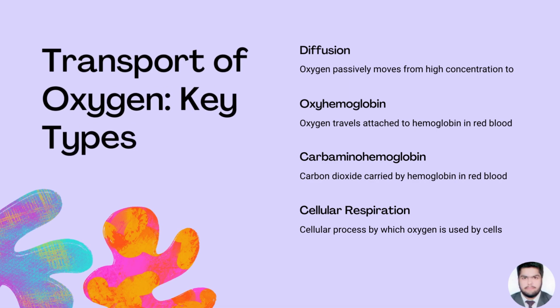Transport of oxygen, key types: diffusion. Oxygen passively moves from high concentration to low. Oxyhemoglobin. Oxygen travels attached to hemoglobin in red blood cells. Carbaminohemoglobin. Carbon dioxide carried by hemoglobin in red blood cells. Cellular respiration. Cellular process by which oxygen is used by cells.